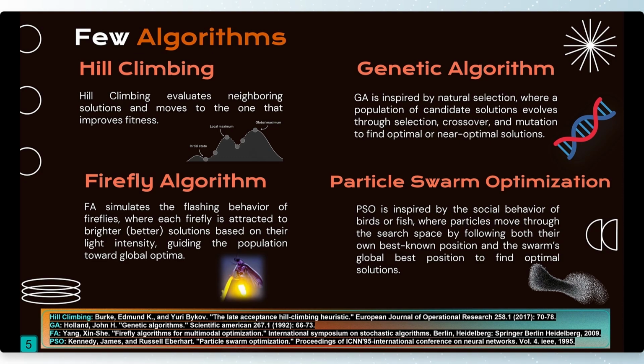Firefly algorithm is one of the strongest algorithms out there. It simulates the flashing behavior of fireflies, where each firefly is attracted to brighter or better solutions based on their light intensity, guiding the population toward global optima. PSO, or particle swarm optimization, is inspired by the social behavior of birds or fish, where particles move through the search space by following both their own best position and the swarm's global best position to find the optimal solution. Also, you can find the reference to each algorithm's paper below.